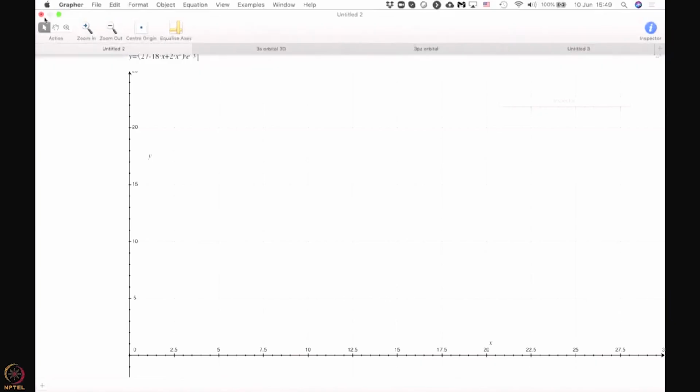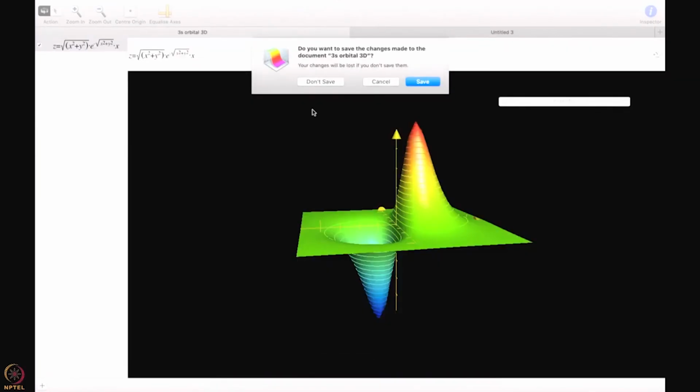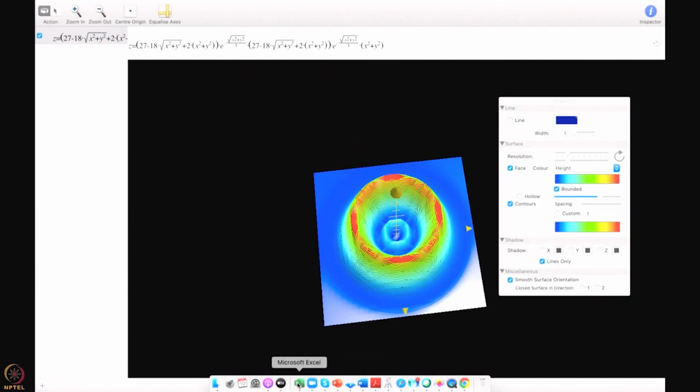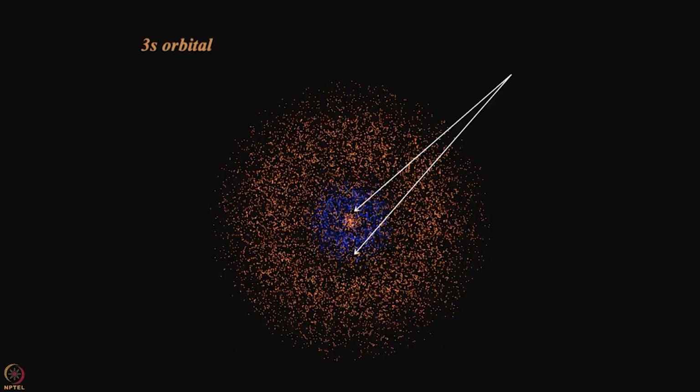For some reason the 2D plot seems to be a problem, but I think we have in any case shown you the result. So, we will come back to this one later. This is the plot that somehow we could not plot in real time, unfortunately something is wrong, but you are familiar with this anyway and you have seen what it looks like in 3 dimensions, and from there one can construct this 3 dimensional probability plot of the 3s orbital.